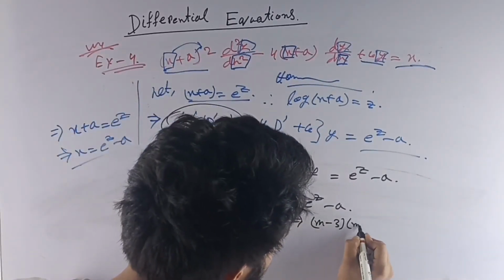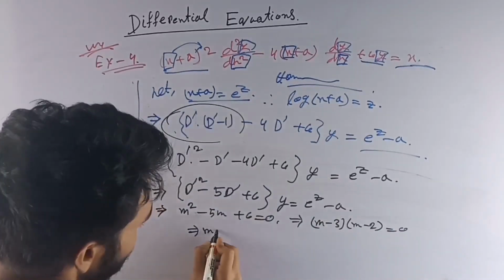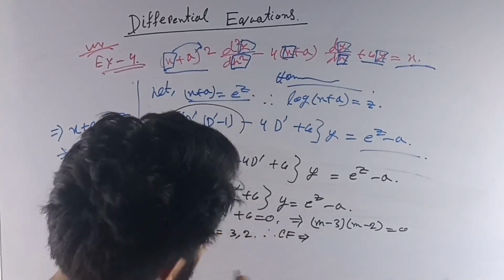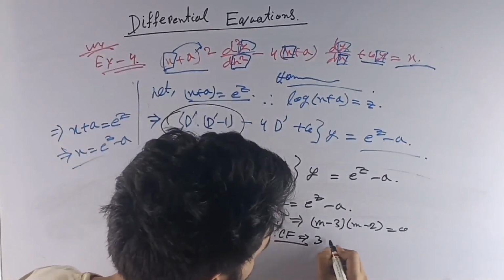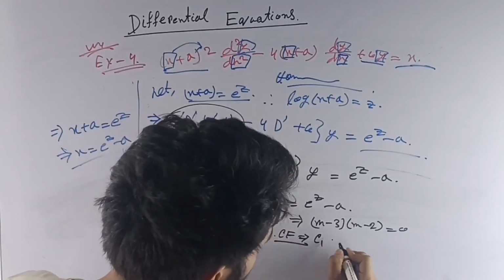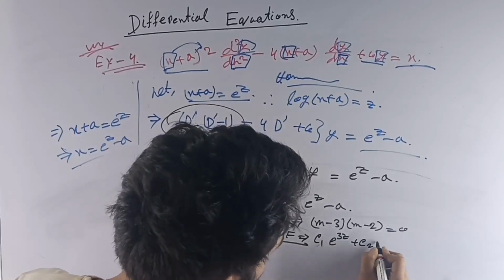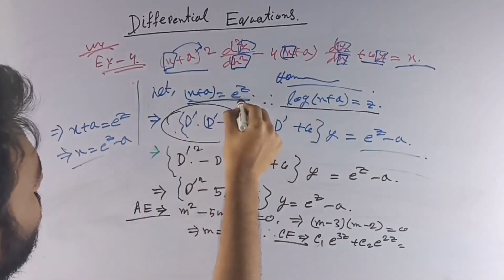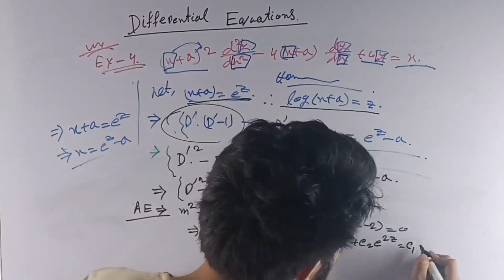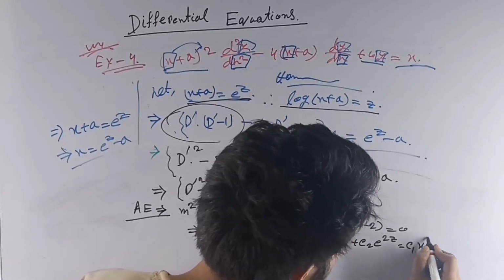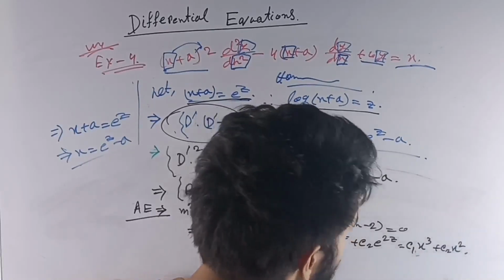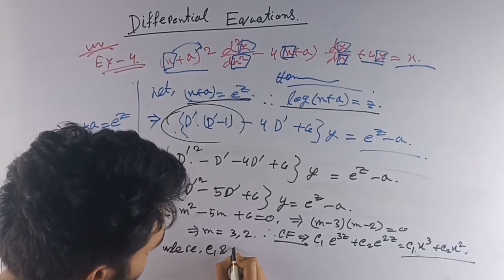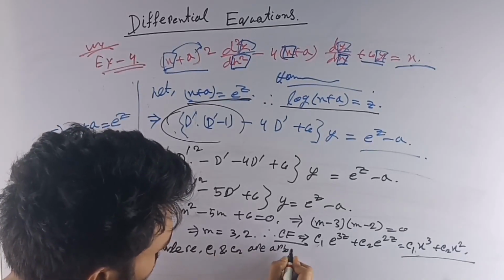So now here also I can write that m minus 3 times of m minus 2 equals to 0. So m equals to 3, 2. So therefore cf equals to c1 times of e to the power 3z plus c2 e to the power 2z. Okay, so therefore we can write here this function. So now c1 times of x cube plus c2 times of x square, that's the cf, where c1 and c2 are the arbitrary constants.